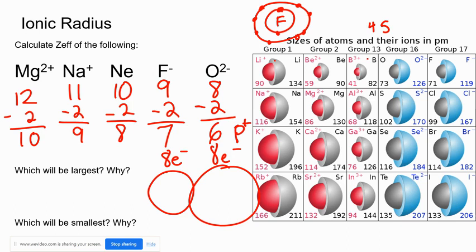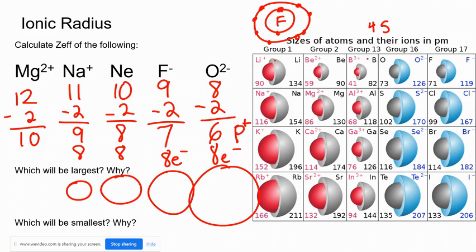Neon then has 8 and it's got 8, so it's going to be kind of our normal size here. I want to make that just a little bit smaller than this guy. Sodium now has 9 protons, effective nuclear charge of 9, pulling on how many electrons? 8. So it's going to be even smaller.